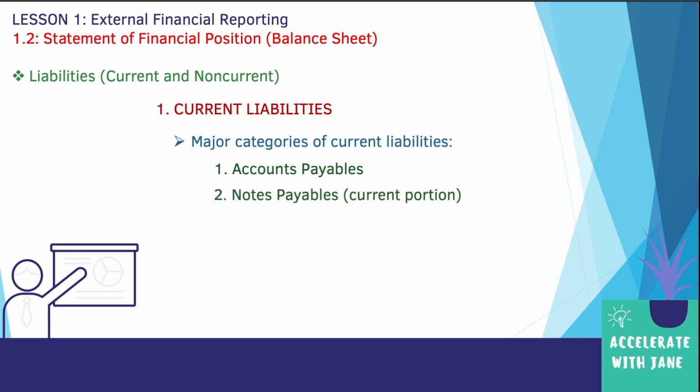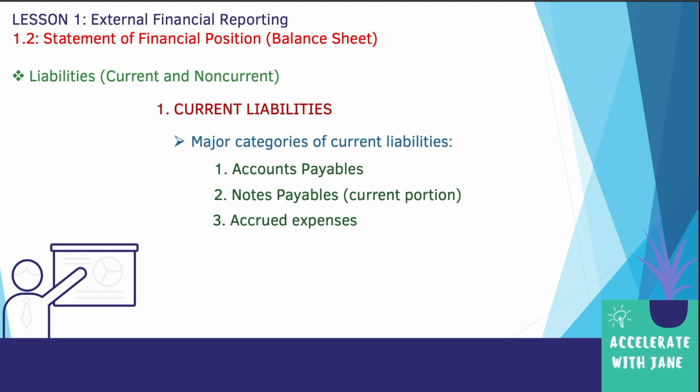Next, we have notes payable, specifically the current portion. So notes payable is a liability account wherein a borrower records a written promise to repay the lender. So the difference between accounts payable and notes payable is that the notes payable is a written liability.